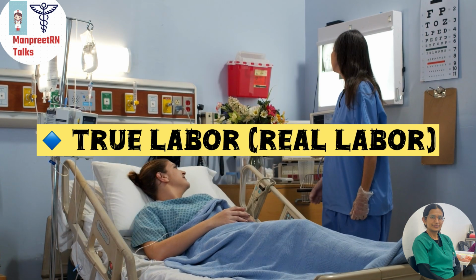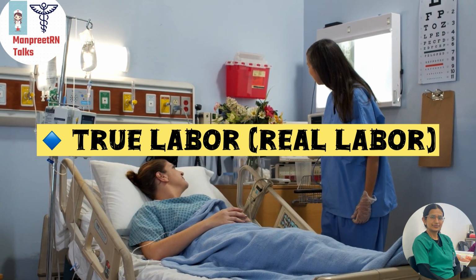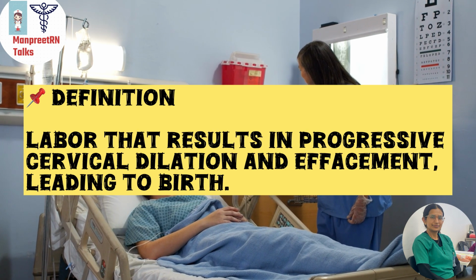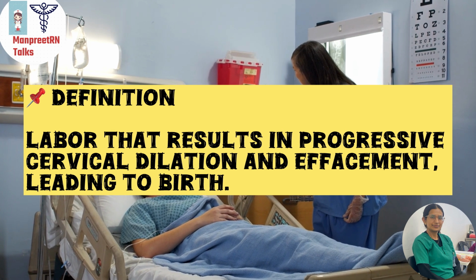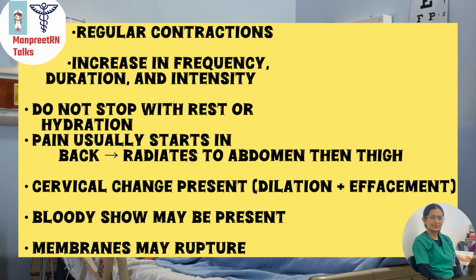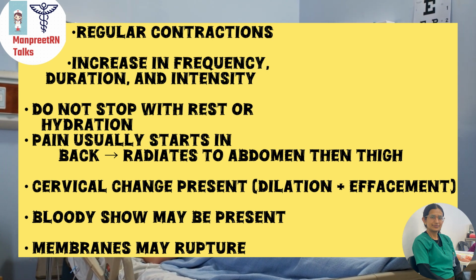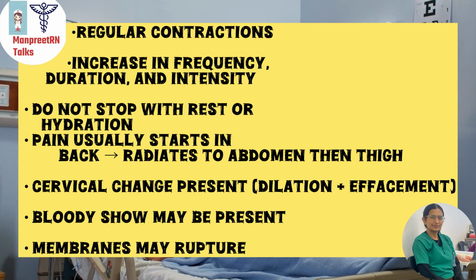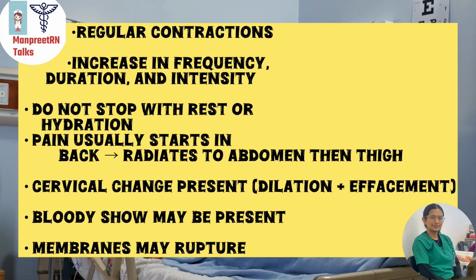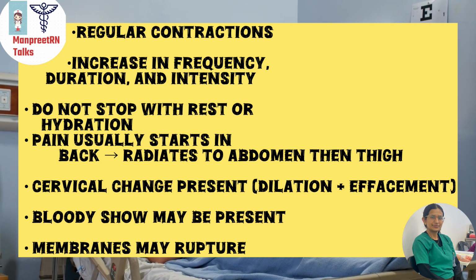So there are two types of labor, true labor and false labor. So what is true labor? True labor means actual onset of childbirth with progressive changes in the cervix. So the contractions are in a regular pattern and they are increasing in frequency, duration and intensity, and become stronger over time. The pain starts from the abdomen, goes backward to the back, and then goes downward to the hips. So that is progressive in nature.